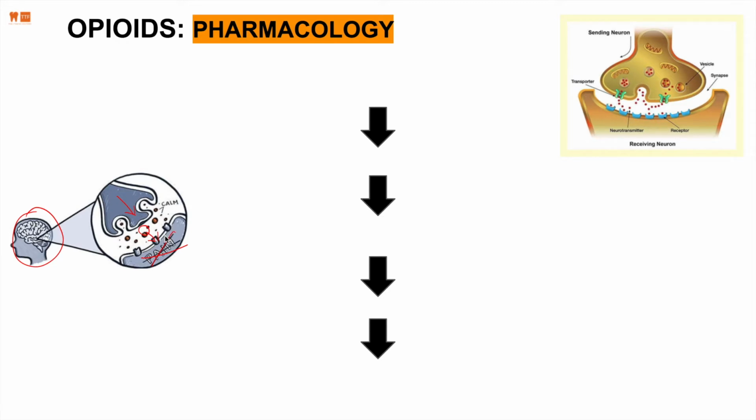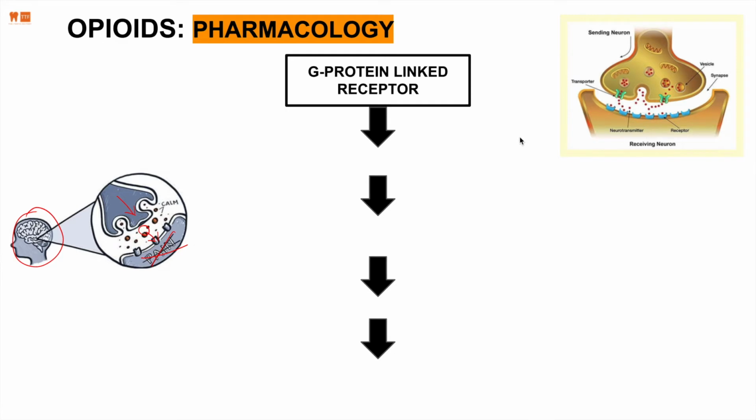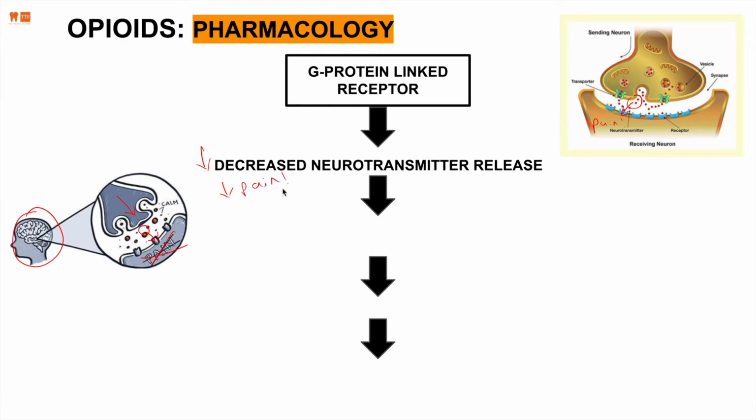But just a little bit more detail. All the opioid receptors that we discuss are G protein linked receptors. They end up decreasing neurotransmitter release. See, these neurotransmitters from the presynaptic membrane are going to go and attach to these receptors and cause pain. But with opioids, when they attach to the receptors, they in turn decrease the release of these neurotransmitters. Therefore, low pain, right? Low stimulation.